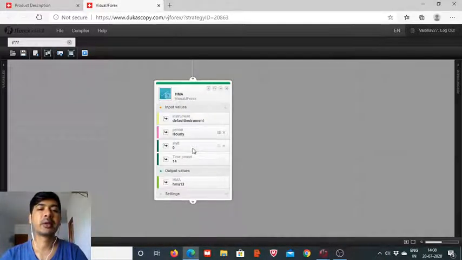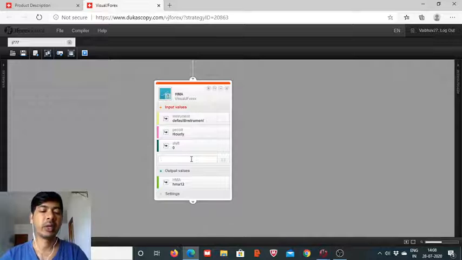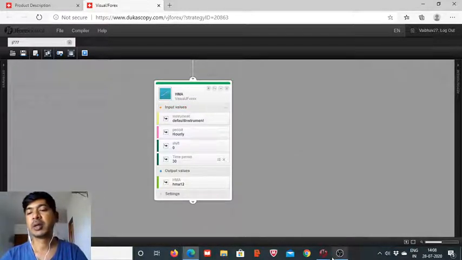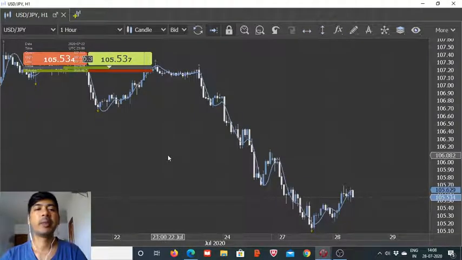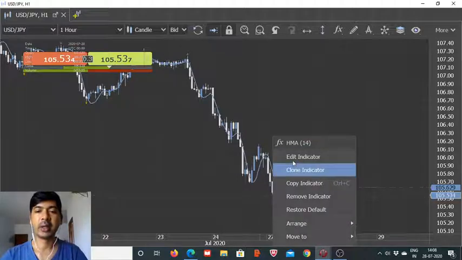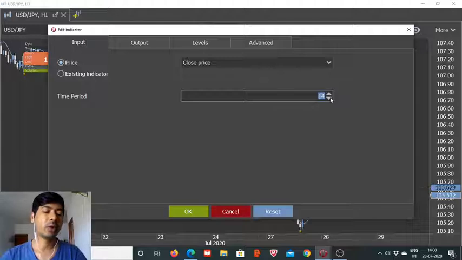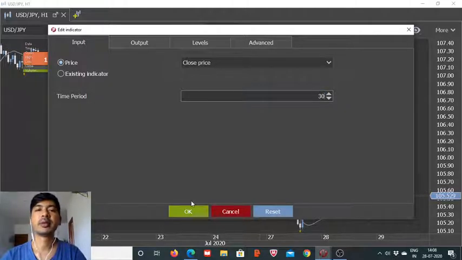Next is the time period on which the HMA is going to be defined. Here the default value is 14, but let us change this to 30 to see how the change in the time period value changes the charting and its impact on chart, and then how we can best use this indicator for our purpose of finding profitable trades.